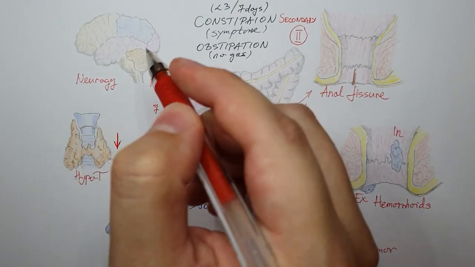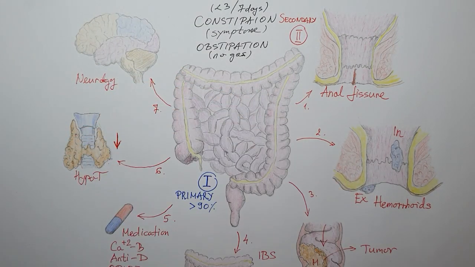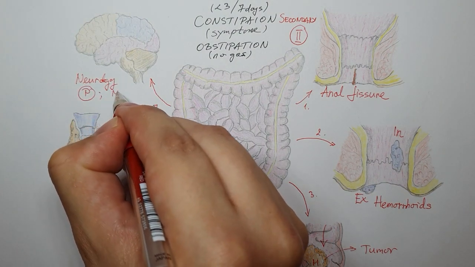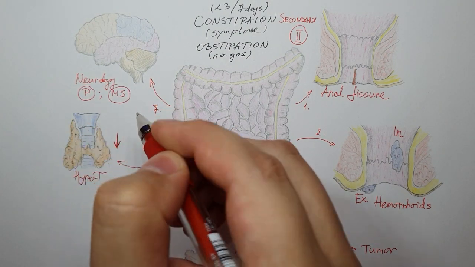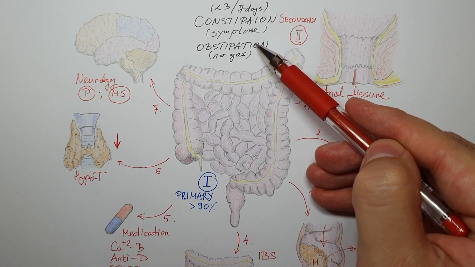So in neurology, we have many diseases like Parkinson's, like multiple sclerosis. There are also muscle atrophy diseases that all can give problems with stool evacuation and can cause constipation. And in the end, obstipation. So constipation can lead to obstipation.